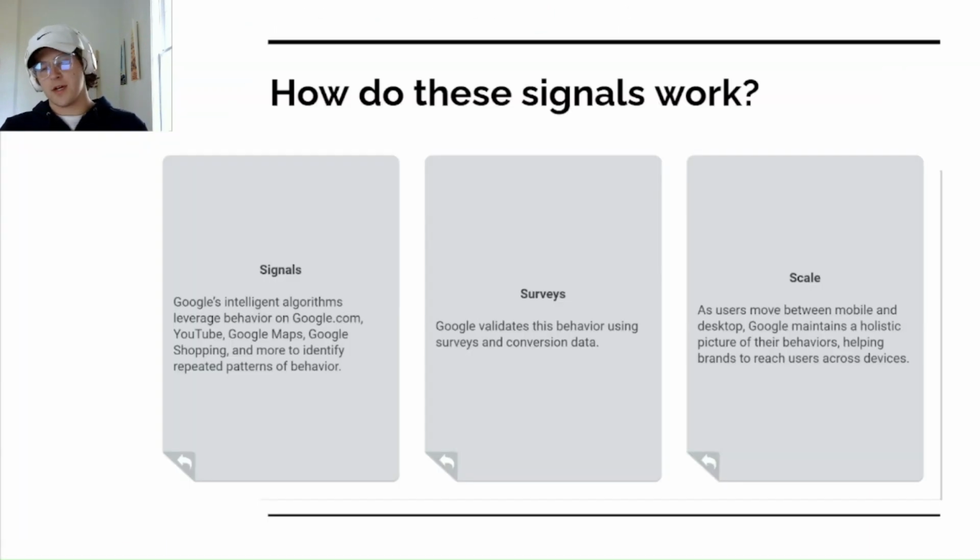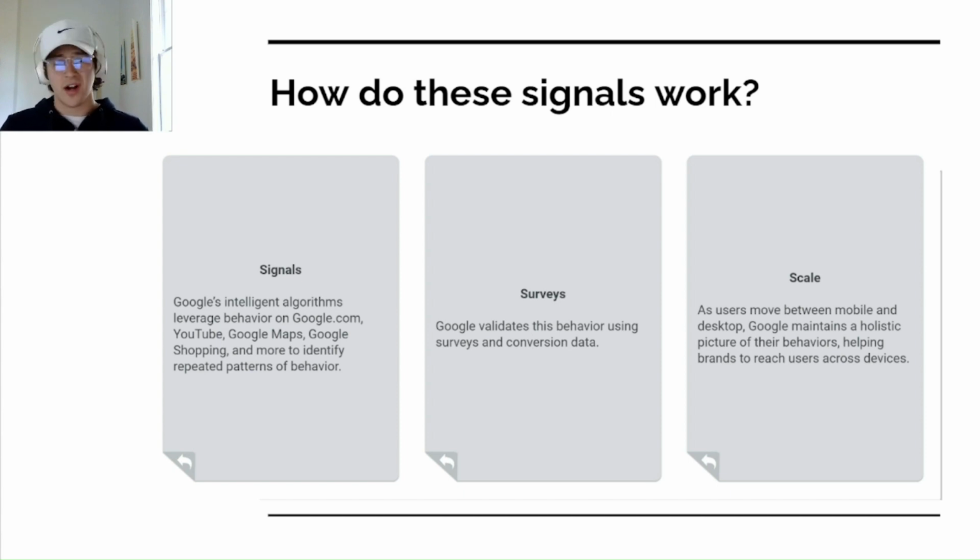Okay, so now that we jumped into Google Ads and we actually looked at how we add audiences to our campaigns, I wanted to do a little bit more of a deep dive into really how these signals work, right? So you have signals, surveys, and scale. Google's intelligent algorithms leverage behavior on Google, YouTube, Google Maps, Google Shopping, and even more to identify relative patterns and behaviors. And then from there, they're able to segment people into these audiences.